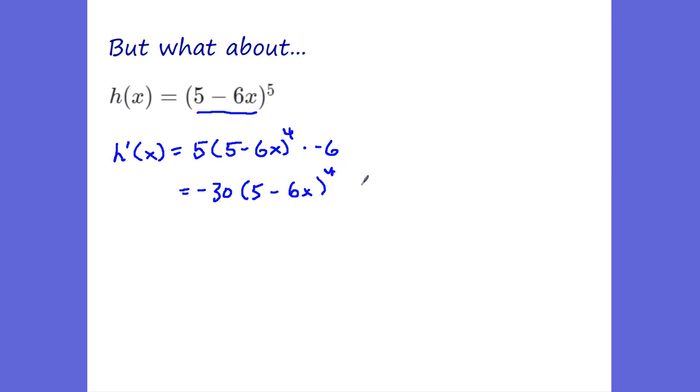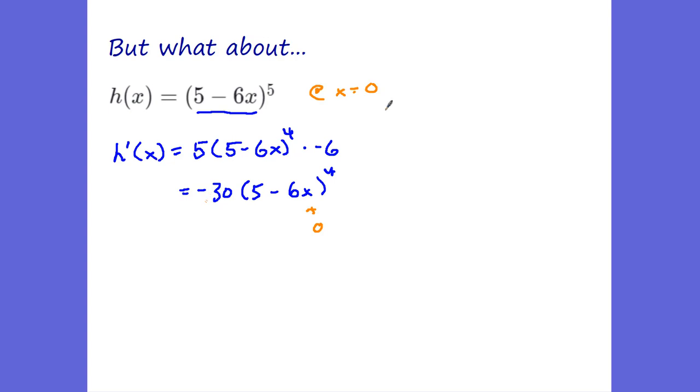And of course, if I ask you to plug in any number, let's say we want to find out what is the derivative of this at x is equal to 0. Okay, well, we're going to plug in 0 for x right here. So we get 5 minus 6 times 0, that's 5. We go 5 to the 4th power. 5 to the 4th power is 625. I multiply by negative 30. And I end up getting negative 18,750.